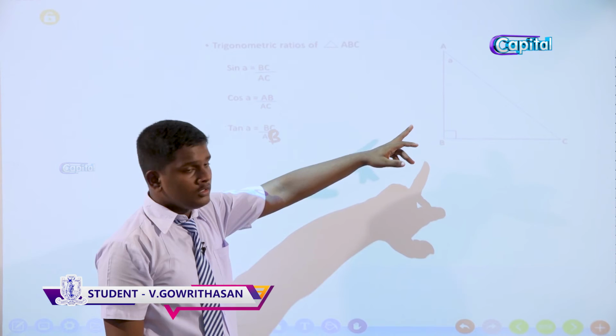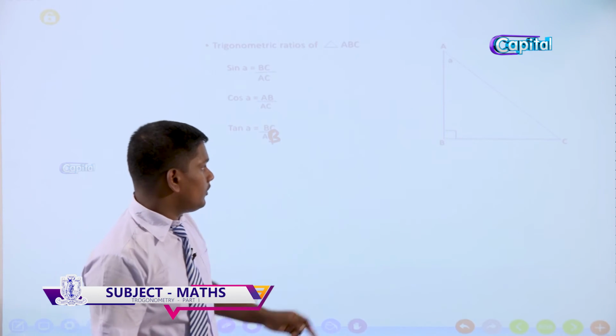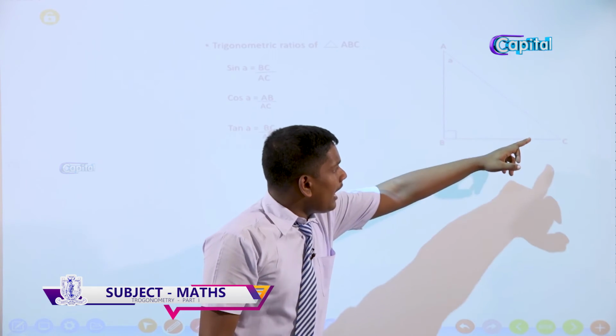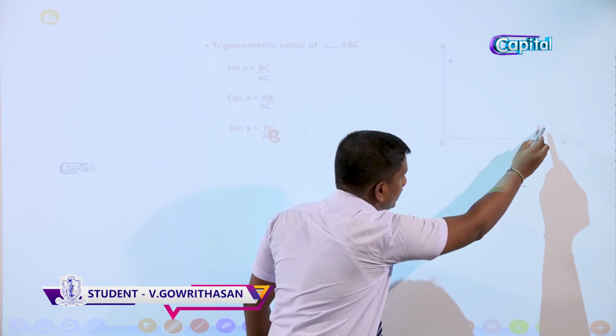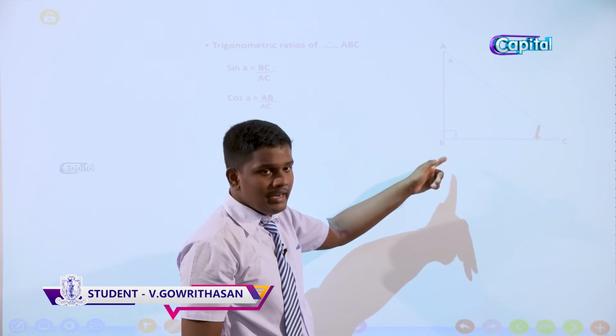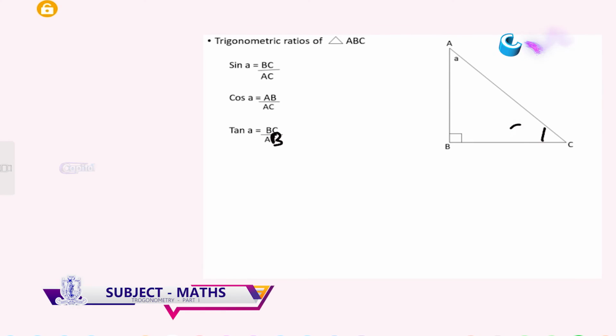We know the sum of the interior angles of a triangle is 180 degrees. So 90 plus A plus this angle ACB is equal to 180 degrees. So ACB becomes 90 minus A.